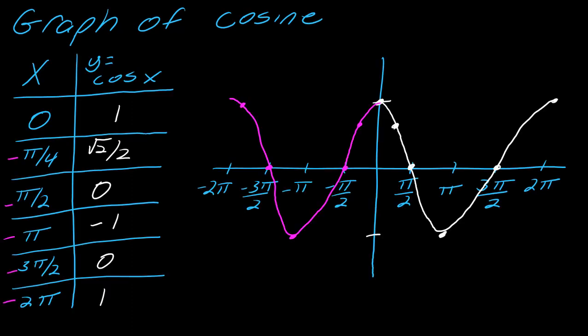Well, let's take a look. So now if I look at where this graph is crossing the x-axis, it's crossing here, here, here, here. So this is -3 pi over 2, negative pi over 2, pi over 2, 3 pi over 2. So these are really odd intervals of pi over 2, right? So pi over 2, 3 pi over 2, 5 pi over 2, 7 pi over 2.